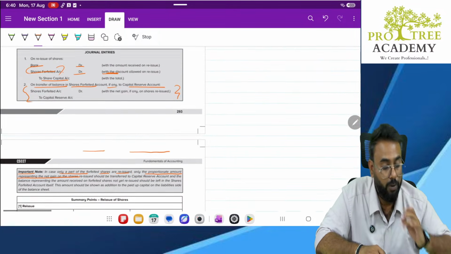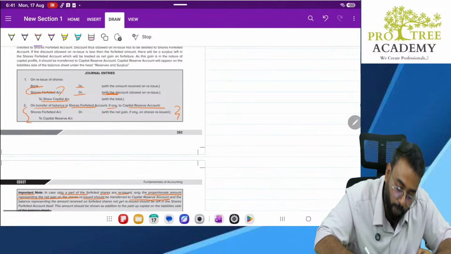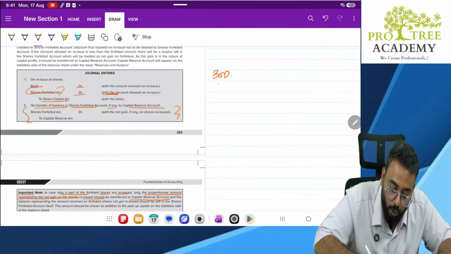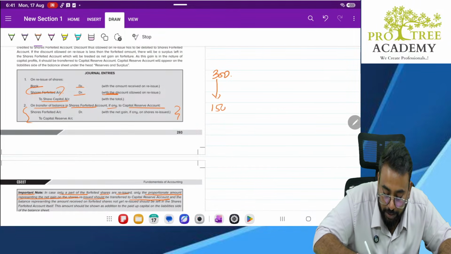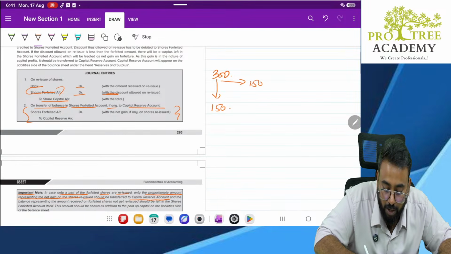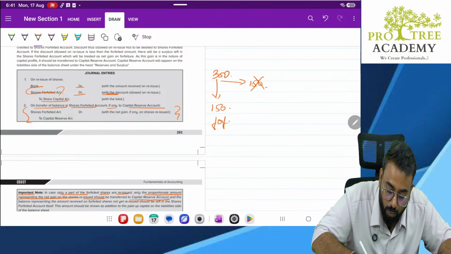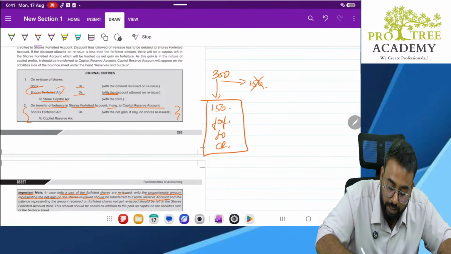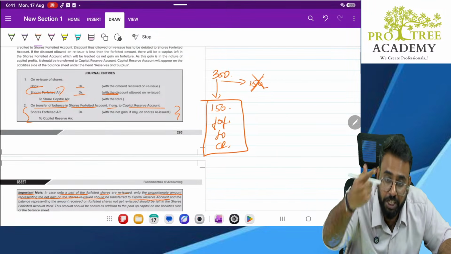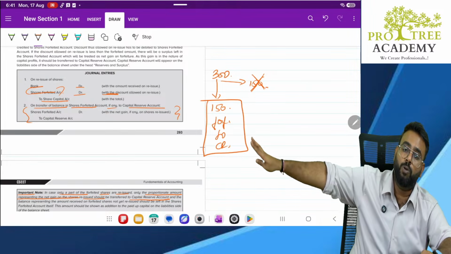So what they are trying to tell you is, say for example, I have forfeited 300 shares. Out of 300 shares, I am reissuing 150 shares. 150 shares are not reissued. So, you should transfer from forfeiture account to capital reserve only on these 150 shares. On the 150 shares which are not reissued, it should not be transferred to capital reserve.